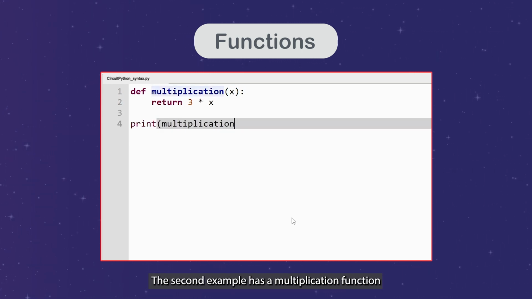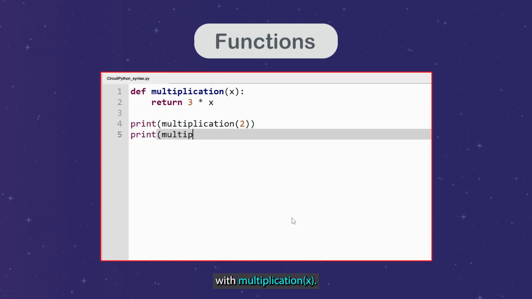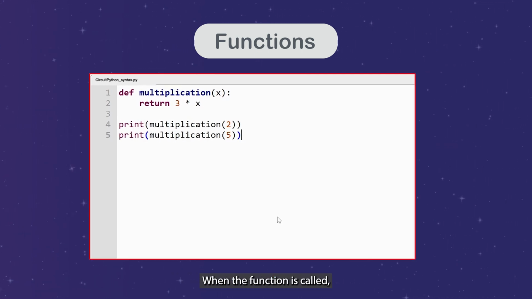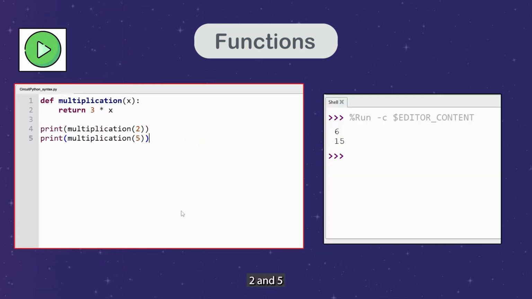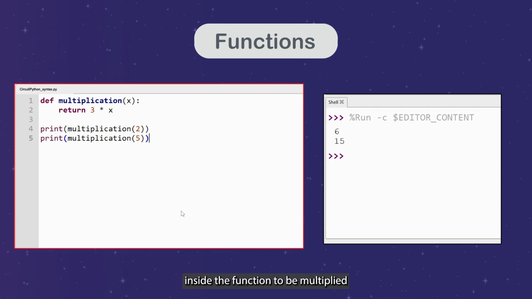The second example has a multiplication function with multiplication x. When the function is called, the values 2 and 5 are used inside the function to be multiplied by 3 and return the result of 6 and 15.